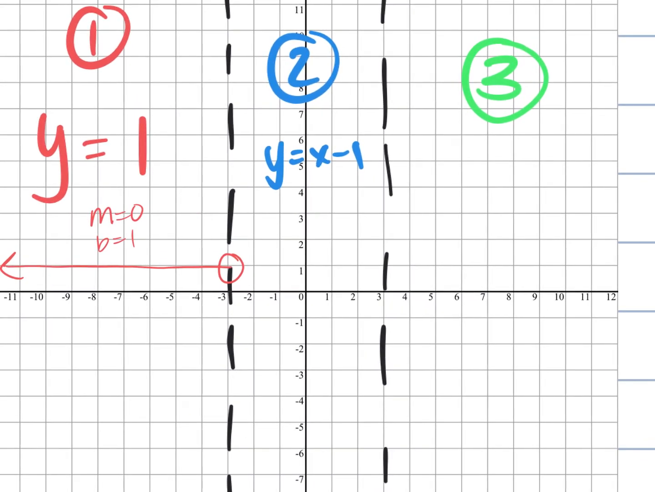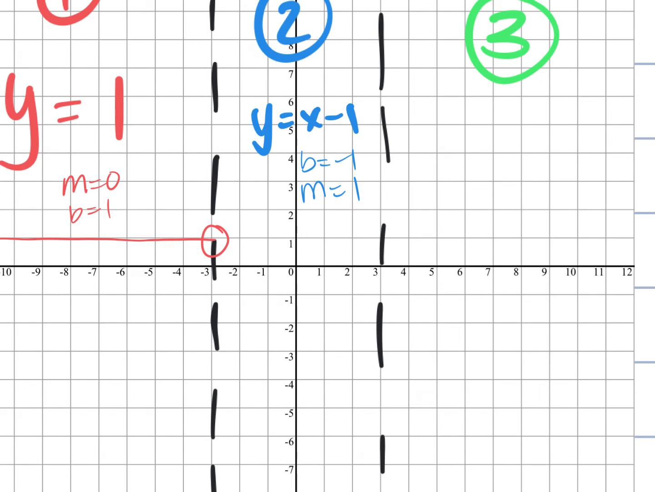That means my b value is -1 and my slope is +1. So I'm going to start at -1 on the y-axis. I'm going to go up 1, right 1, up 1, right 1, up 1, right 1 until I get to 3. And I'm going to draw my line all the way through until I meet with section 1.